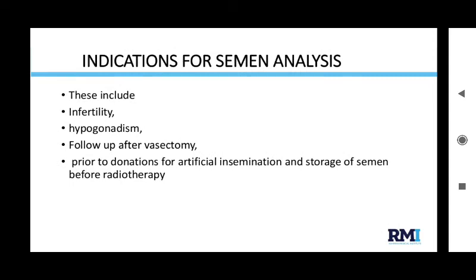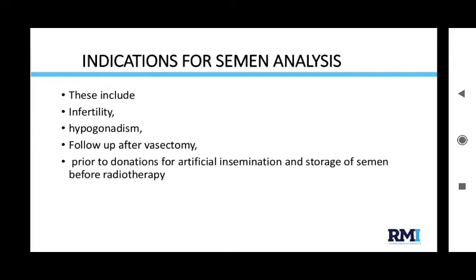Now, when is semen analysis required? That is called the indications. What are the indications for semen analysis? These include infertility, hypogonadism, follow-up after vasectomy, prior to donations for artificial insemination, and storage of semen before radiotherapy. So when there is infertility, to check whether the infertility is because of male factors or female, you need semen analysis.